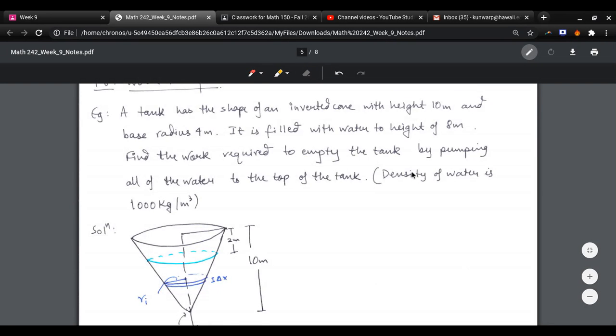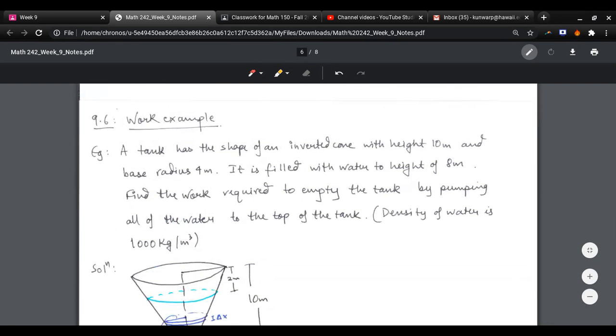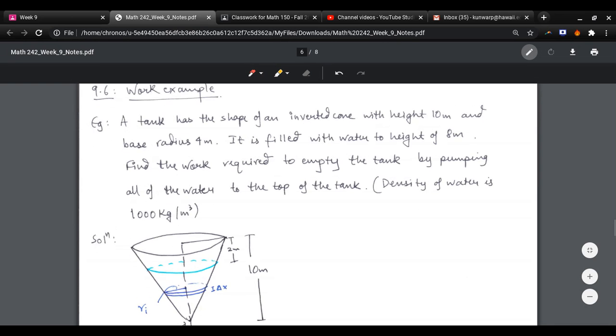Okay, in this example, we're going to look at a very classic problem for finding work. Here's a scenario. You have a tank which is in the shape of an inverted cone. It has a height of 10 meters and a base radius of 4 meters. So right here is 4 meters. It's filled with water to a height of 8 meters. So that's water until 8 meters. So it's 2 meters off the top is empty.